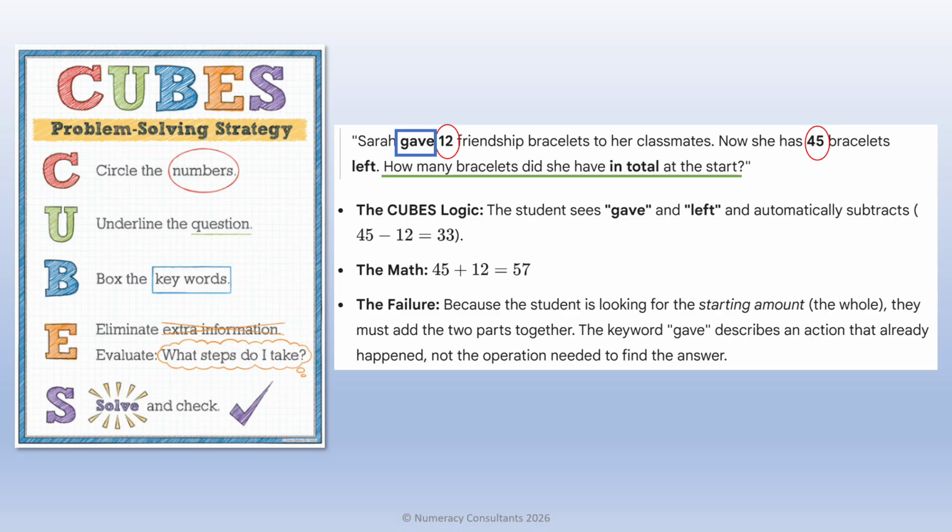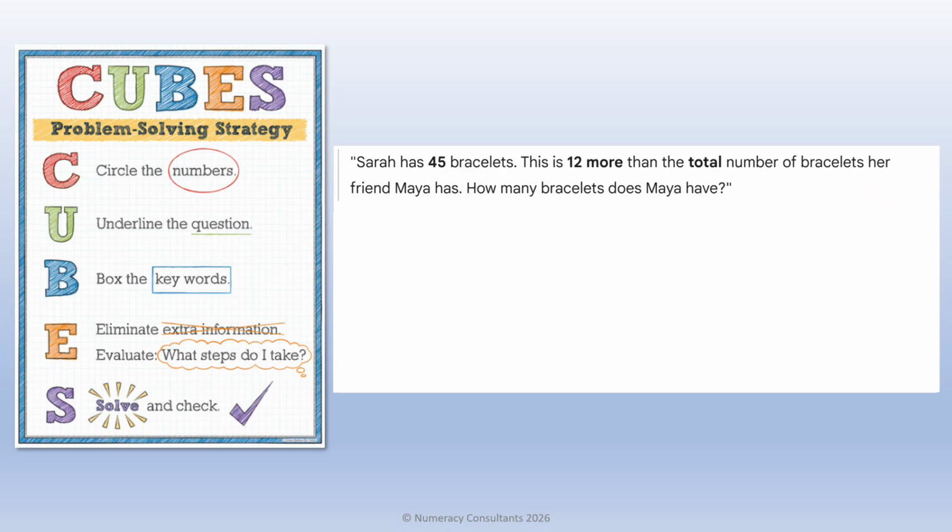So let's take a look at what the cubes looks like in one more strategy. And here's the last one now, okay? And it says, Sarah has 45 bracelets. This is 12 more than the total number of bracelets her friend Maya has. How many bracelets does Maya have?